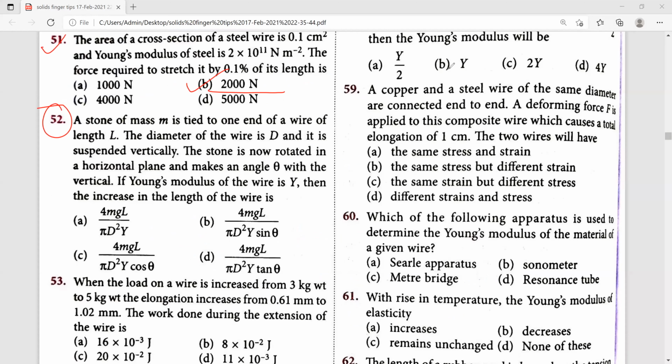A stone of mass M is tied to one end of the wire of length L. Diameter of the wire is D. It is suspended vertically. Stone is now rotated in a horizontal plane and makes an angle theta with the vertical. If Young's modulus of the wire is Y, then increase in length of the wire, how we are going to represent? Let us see this one. So 52nd one.